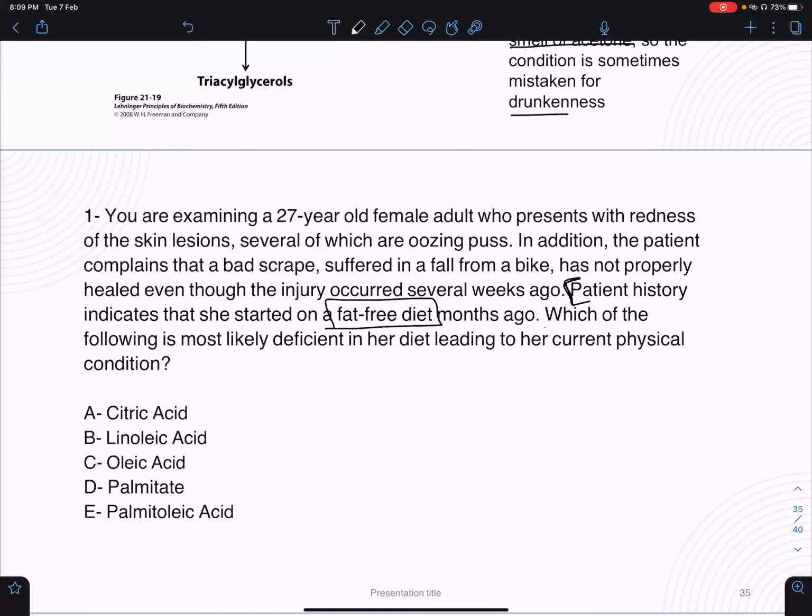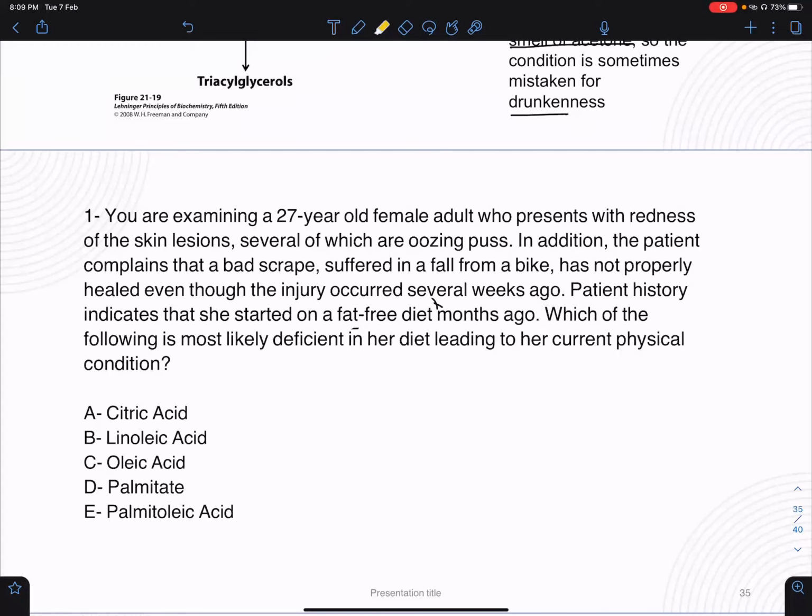Patient history indicates she started on a fat-free diet. Which of the following is deficient? What should click is the essential fatty acids, because these are the fats that are found in diets. So you should gravitate towards the answer already. But if you have enough time, read it from the beginning because it's going to give you all the clues you're looking for. So again, let's start.